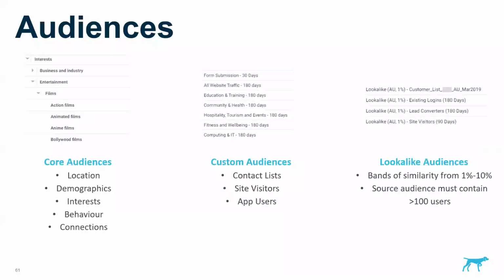In terms of audiences, Google has three categories of audience. So the core audiences: location, demographics, interest, behavior, and connections. Location and demographics are very standard, everything you'd expect from an agency that has as much information as Facebook does. Interests and behavior are more built around things like the example above: interests, entertainment, films, action films, animated films, Bollywood films. These often get quite specific, and the more specific you get, obviously the smaller the pool goes.